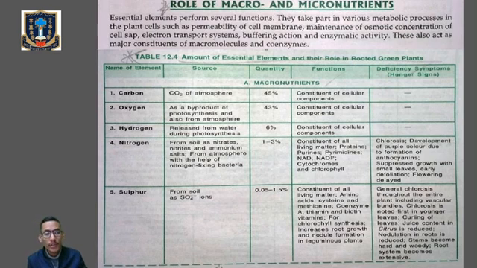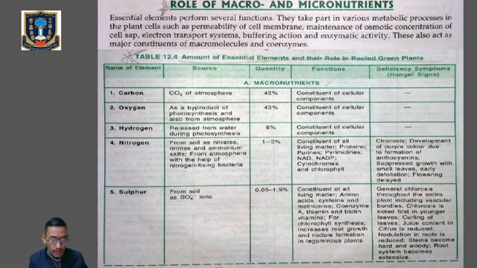They take part in various metabolic processes in plants. They maintain the osmotic concentration of the cell, okay, they maintain the permeability of the cell membrane. They help in ETC, the electron transfer system. They help in buffering action and enzymatic activity. Okay, so those roles, their sources, their quantity, functions, and their deficiency symptoms we are going to discuss now.